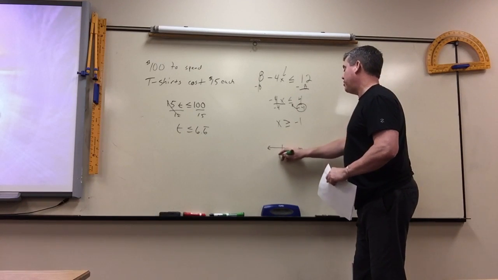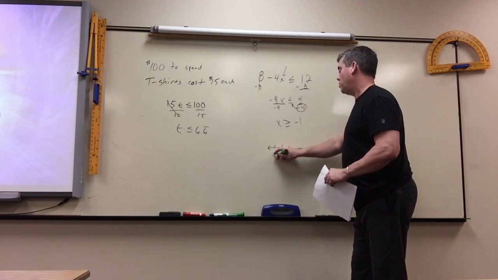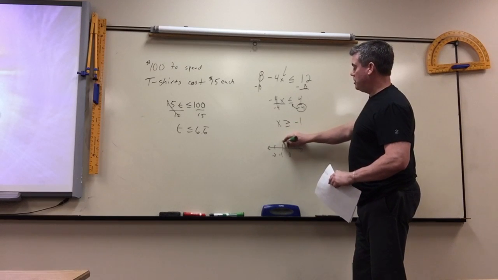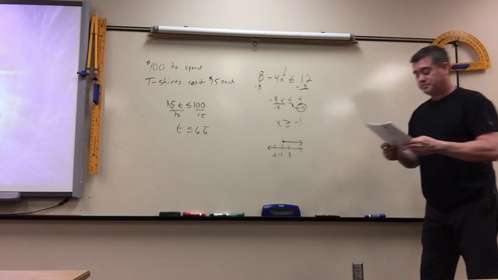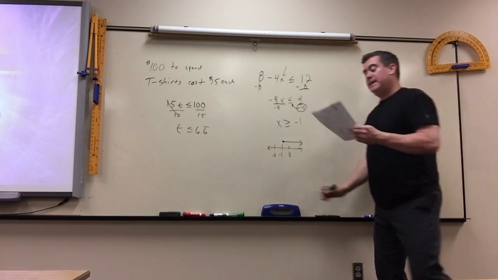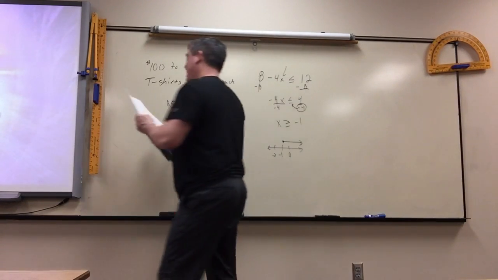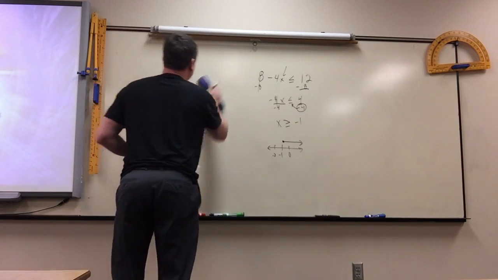So then to graph that, that'd be a filled in circle at negative 1. X is greater, so it's to the right. Then we had the compound inequalities.